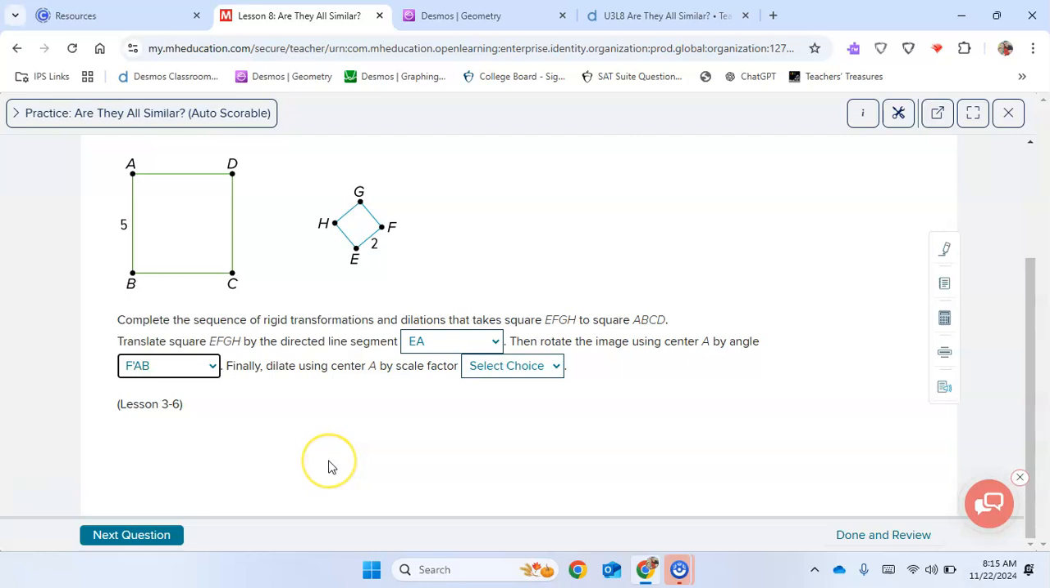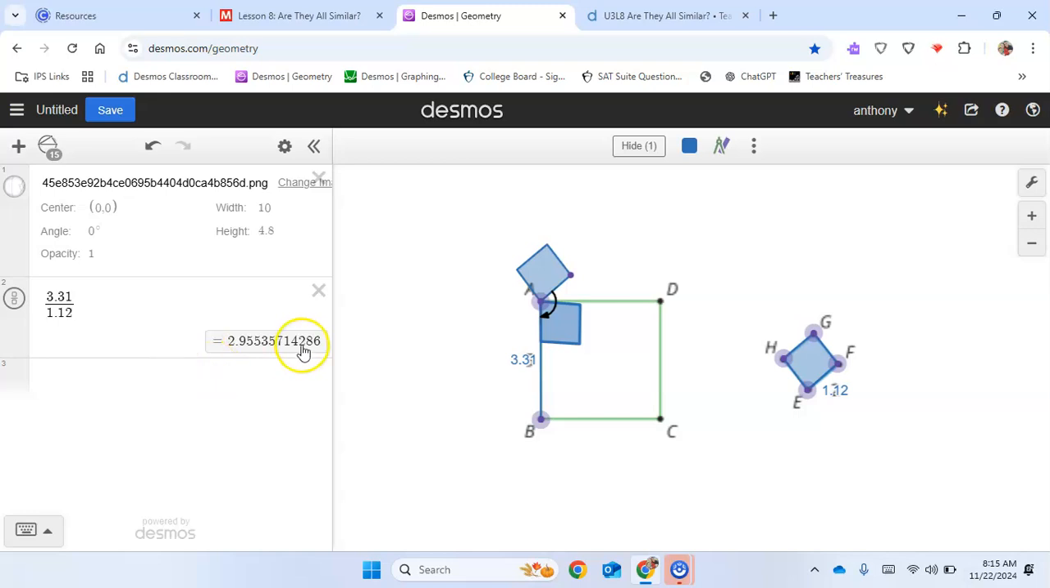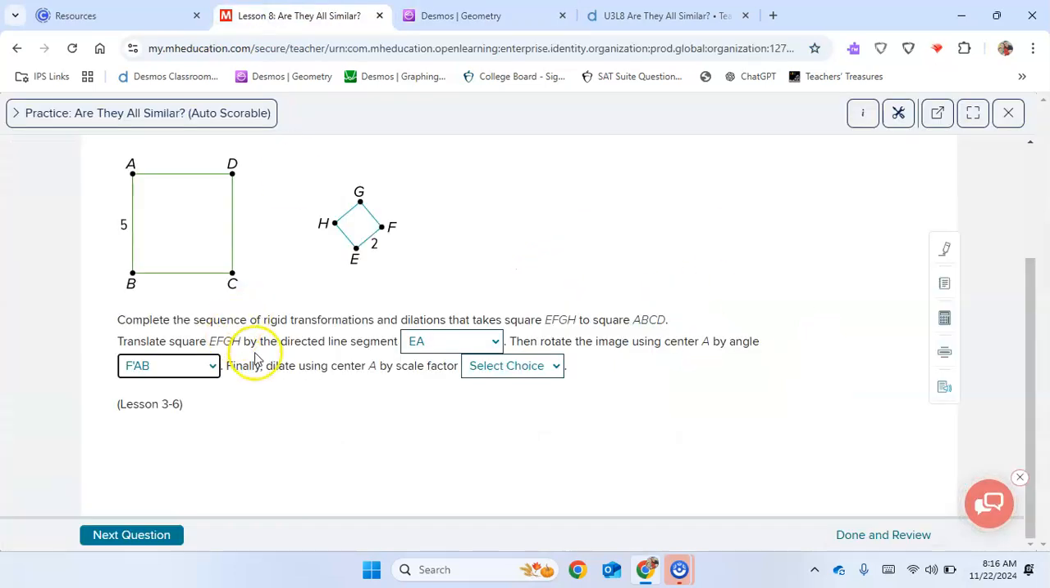Finally, dilate using center A by a scale factor. I calculated this one. It's really not 5/2. It's closer to 3. If I dilate this, the center is A, and it would be about 2.95 or 3. 2.96 if you round to the hundredths place. But theirs is 5 divided by 2, 5/2.